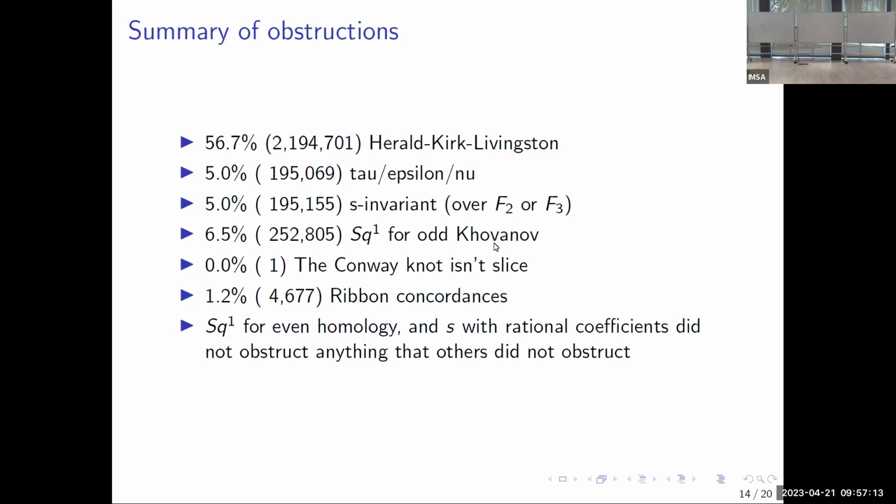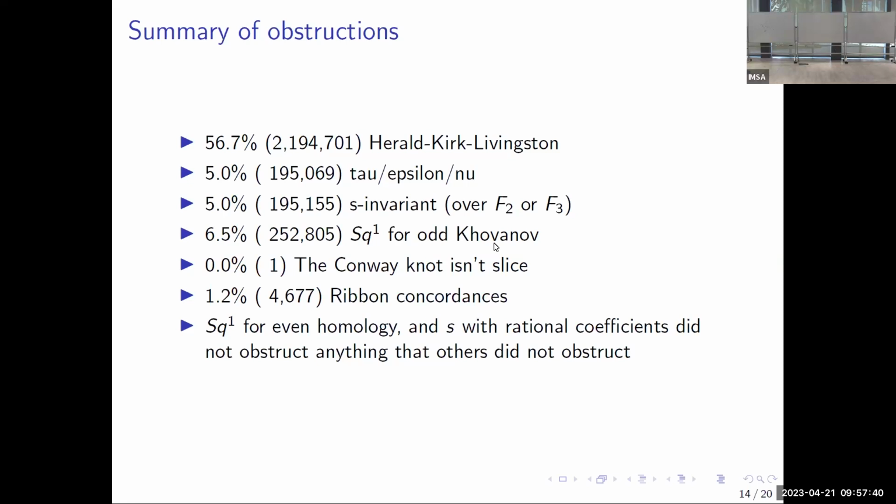Actually, the 5% obstructed by the S invariant is almost exactly the same as the 5% obstructed by tau, epsilon, and mu. Is it called symmetric difference? Anyway, the ones that were only obstructed by one and not the other, there were only a few hundred of them. So it's really almost the same set.